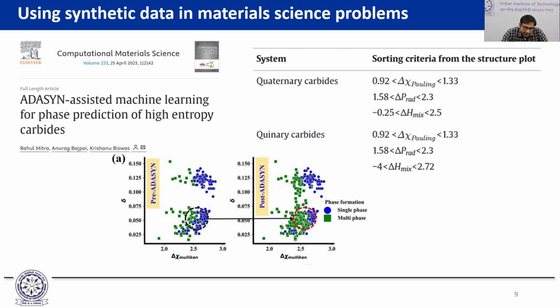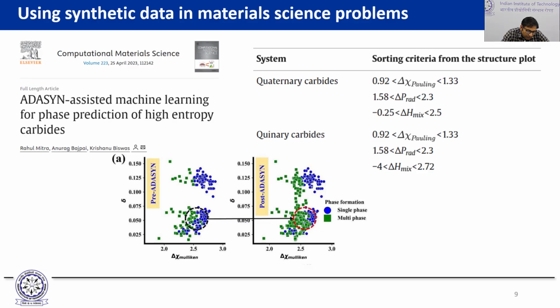Whereas when you look at the quinary carbides, the electronegativity range does not really change, but then the formation enthalpy range over which it forms is changing. And as you can notice, in case of the quinary carbides, you can actually go to slightly higher values of the formation enthalpy.